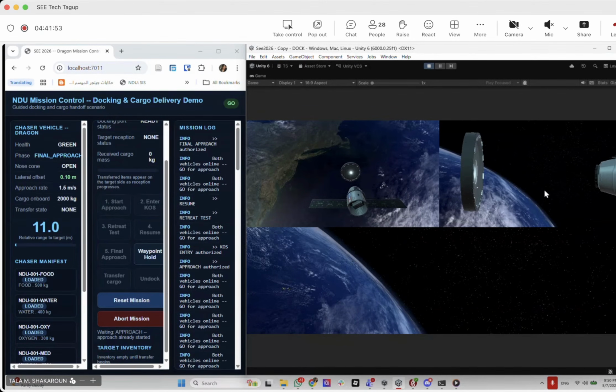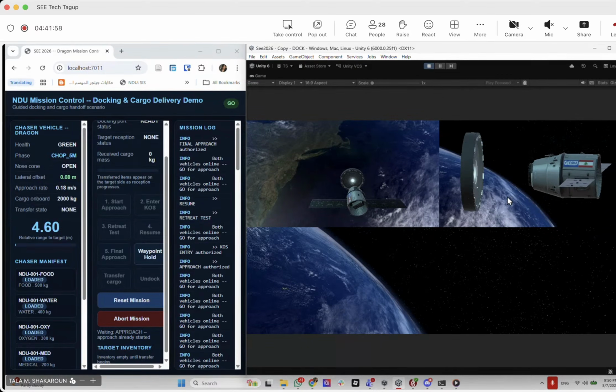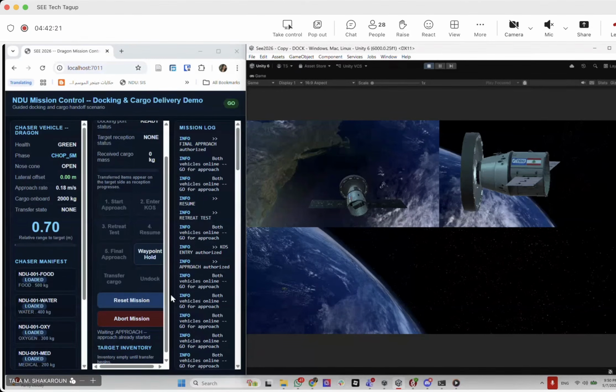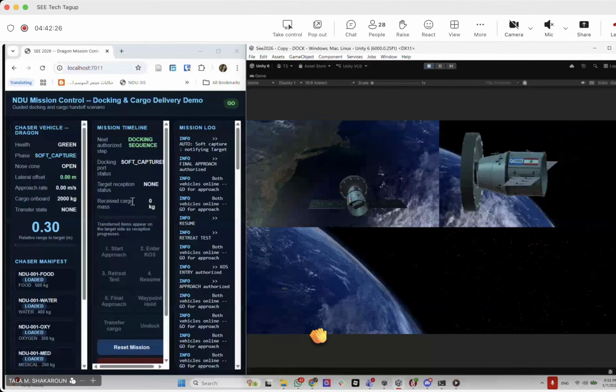It will appear here in our camera that is focused on the target. So we can see it slowing down and slowly reaching the target with perfect alignment. And as you can see, the closer it gets, the slower it goes, to make sure that everything is safe to dock. Excellent. Now it's confirming the docking. The docking is in sequence. Perfect.